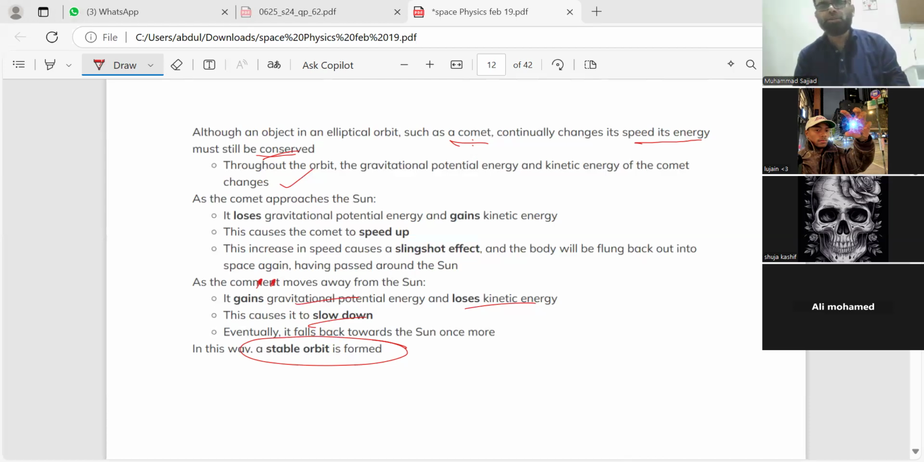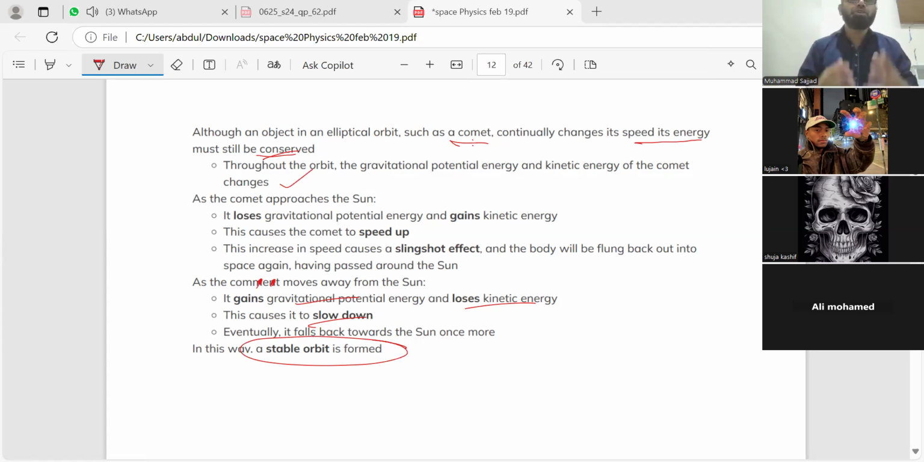So this increase in speed causes a slingshot effect, and the body will be flung back into space again, having passed around the sun, going to the maximum height. As the comet moves away from the sun, it gains gravitational potential energy and loses kinetic energy. This causes it to slow down. So the reverse will happen, but eventually it will fall back toward the sun once more. In this way, a stable orbit is formed.